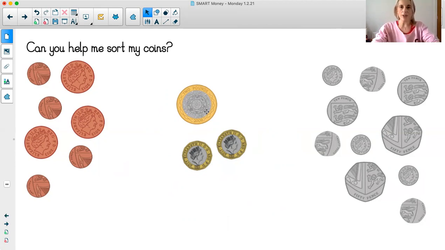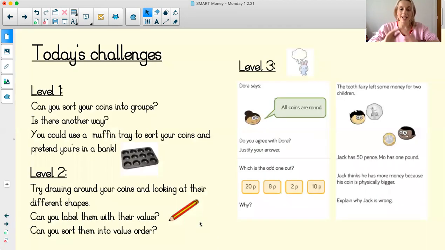This is going to take us on very nicely to our challenges for today. So here we go, today's challenges. So just as we did on the last slide, if you've got some coins in front of you, can you try and sort them into groups? How many different ways could you group them? Is there another way to the way that we've just done?